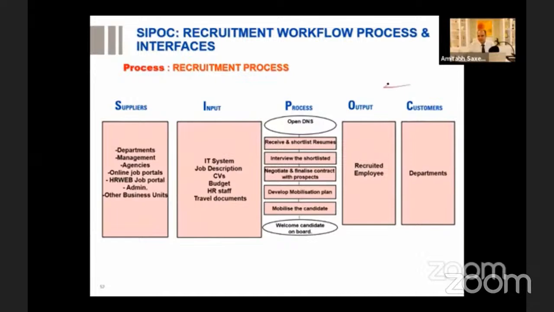When you are doing a SIPOC, it's better to start with customers. So identify the customers, say the departments are the customers. Output is the recruited employee. And we are talking about the recruitment process. So the process is: open the IT system, receive and shortlist the resumes, interview the shortlisted candidates, negotiate, develop the mobilization plan, mobilize the candidate, and welcome the candidate on board. Inputs are the IT system, job description, CVs, budget, HR staff, travel documents, and these are the suppliers of those inputs.